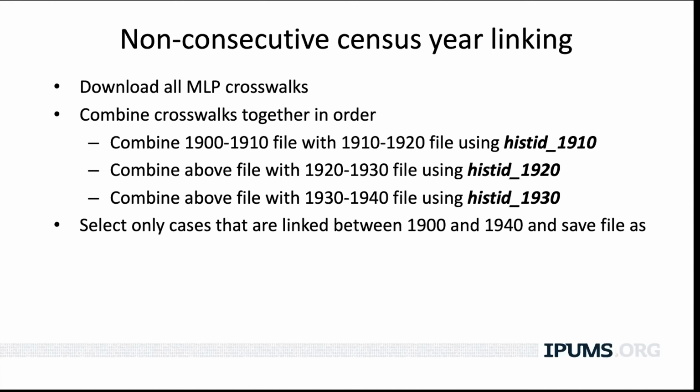Once these files are combined together, you could then select only the cases that are linked between 1900 and 1940. So if the hist ID is missing in either hist ID underscore 1900 or hist ID underscore 1940, that means that's not a linked record between 1900 and 1940, and you can drop that case. If you have hist IDs in both those two variables, you have a linked record, and you can keep that case for linking with your IPUMS extracts.